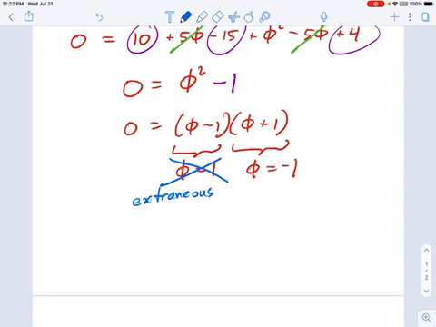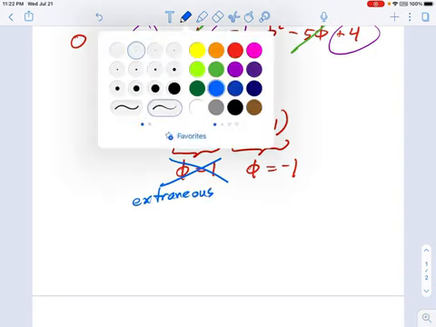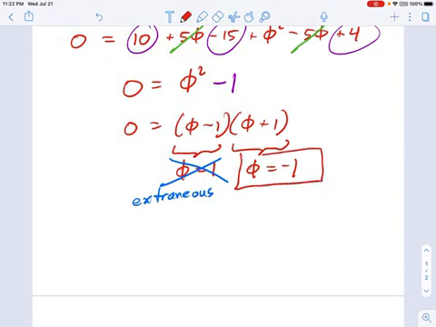And we only have one solution that works. Here's our final answer for this problem. Phi equals negative 1. And we're done.